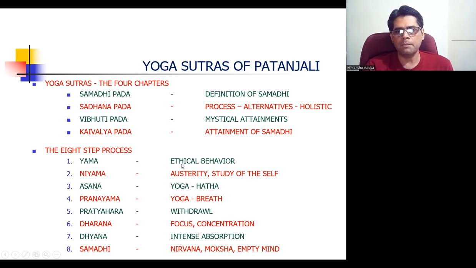After the observance of ethical behavior, the second is niyama. So first is yama, second is niyama. Austerity, practicing austerity and practicing study of the self. The third is getting the body in order, where the practices which resemble Hatha yoga type of practices called the asanas. The fourth step is pranayama, which focus on the breath part of yoga. So after asana, you focus on the breath part of yoga.